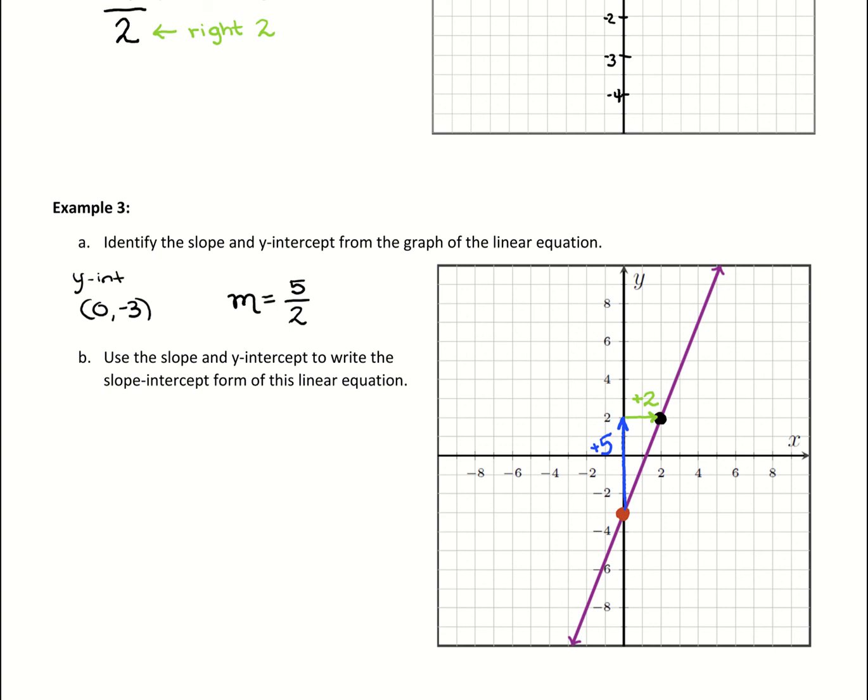Now that I have those 2 pieces, I can fit my y equals mx plus b form by substituting in for m the 5/2. And then for the plus b, I'm going to have a negative 3. And that would be our equation for the line. That's how we use slope-intercept form to describe linear equations.